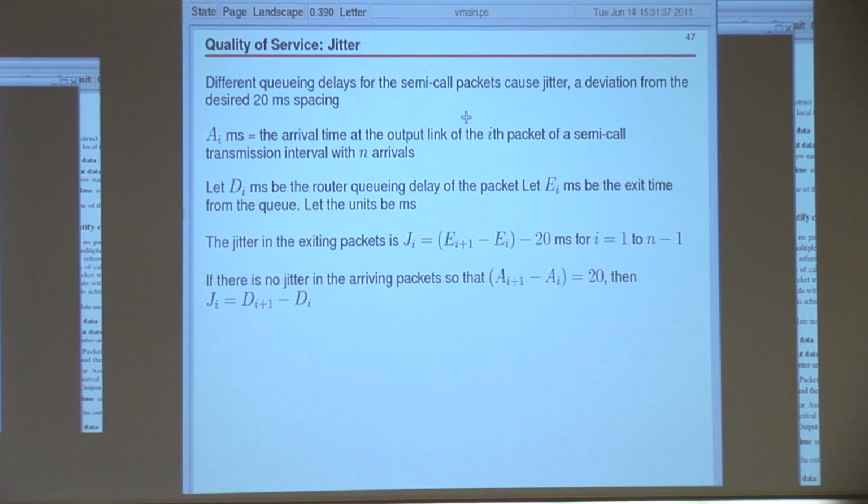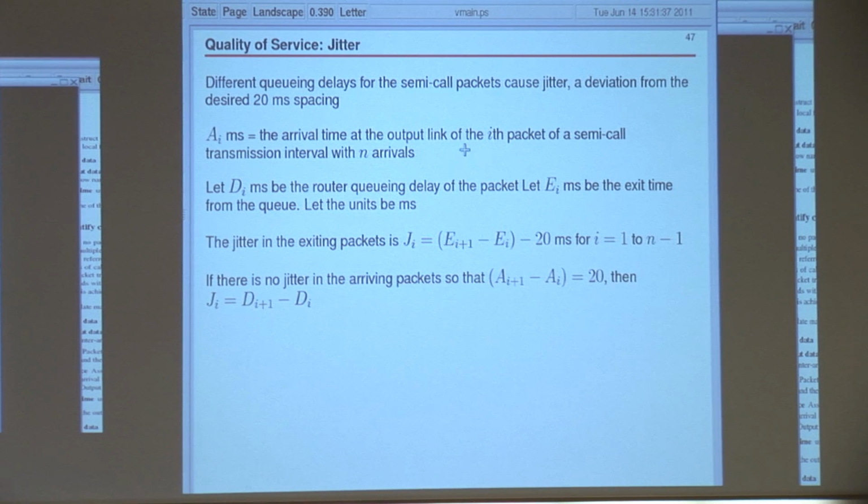There's also jitter. For real voice traffic, where people are actually speaking, jitter becomes a very important thing as well. So the packets, as they come out of the gateway, are supposed to be 20 milliseconds.